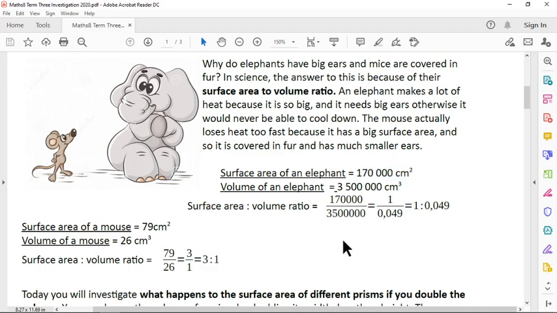Okay, so it means it's got 3 times as much skin per volume as an elephant does, which is why elephants have to flap their ears to get cold.